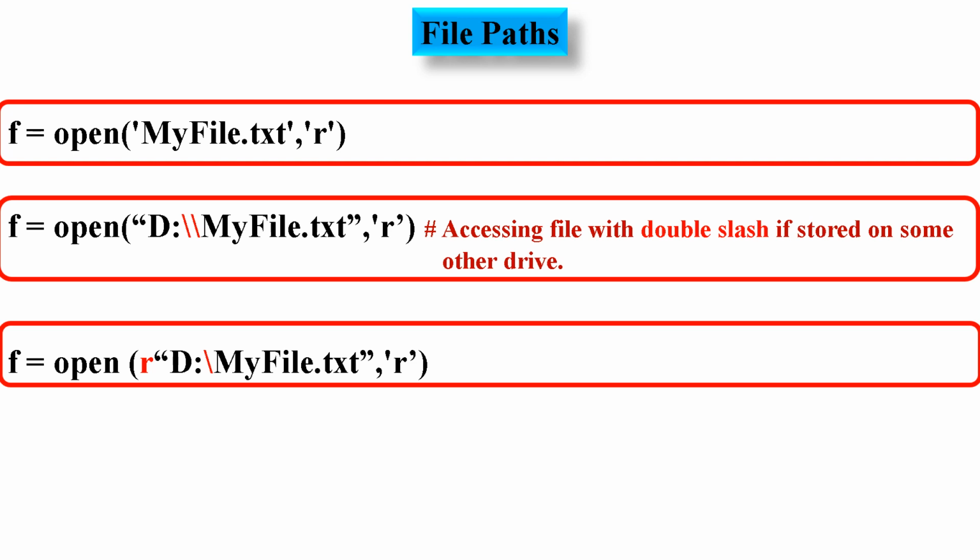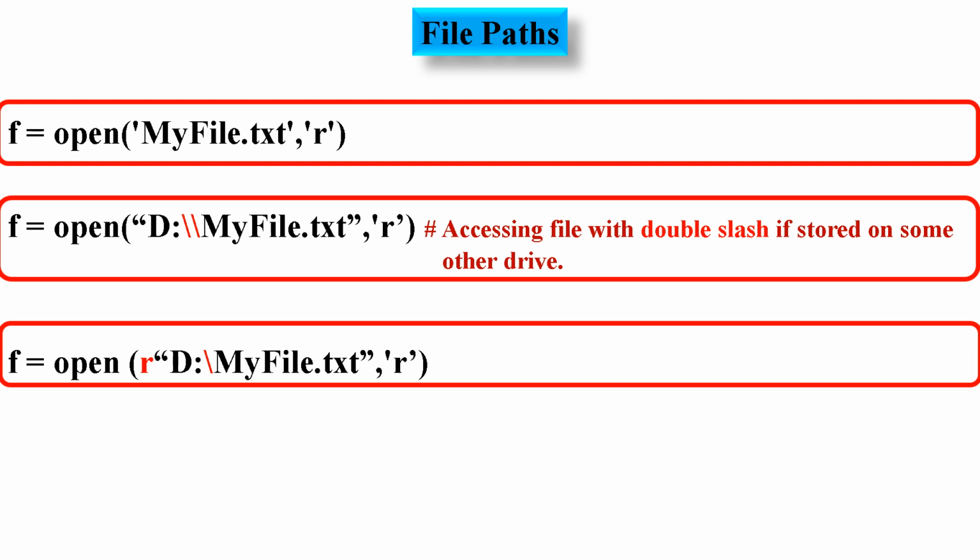f equals, this part of the code assigns the file object returned by the open function to the variable f. The variable f now becomes a file handle, which you can use to interact with the opened file. After executing this line of code, you can use the file object f to read data from the file and perform various operations on it. For example, you can use methods like read, readline, or readlines to read the contents of the file.